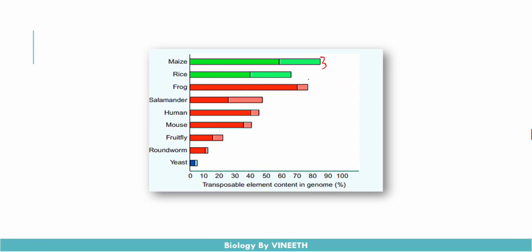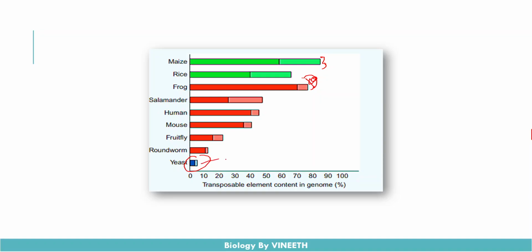And second, we have the frog. About 75% of the frog's genome is occupied by transposable elements. And the least comes to the yeast. The least one is the yeast, which has about 6% to 7% of its nuclear genome composed of transposable elements.